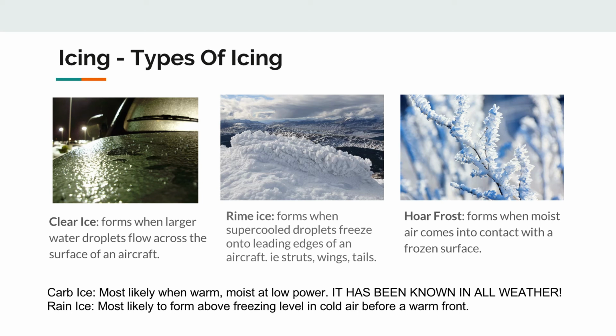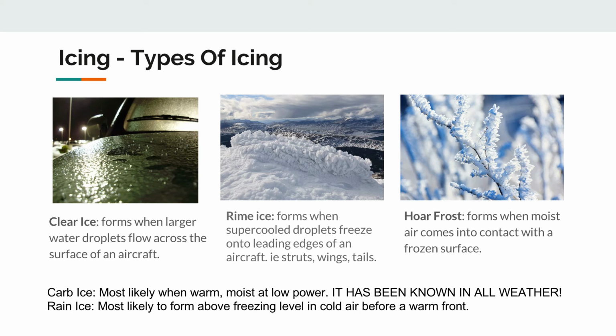Rime ice forms when the supercooled droplets of water form onto leading edges of an aircraft. It's sort of a semi-opaque, translucent ice, and usually forms on leading edges of an aircraft. And then last but not least, hoarfrost. Now this is not an ice, it's more of a frost, but it occurs when moist air comes into contact with a frozen surface. So you get these longer strands because all these moist little droplets build up into these longer strands. It's quite dusty. And carb ice is the last thing we'll look at.